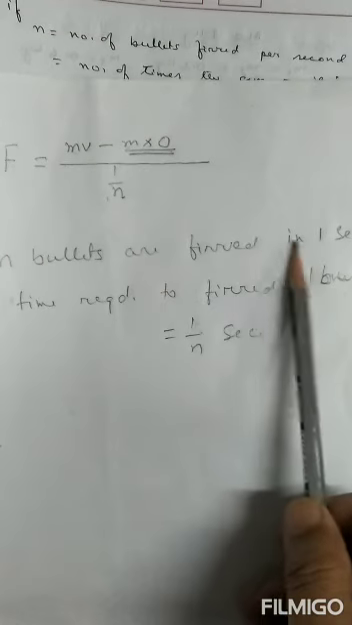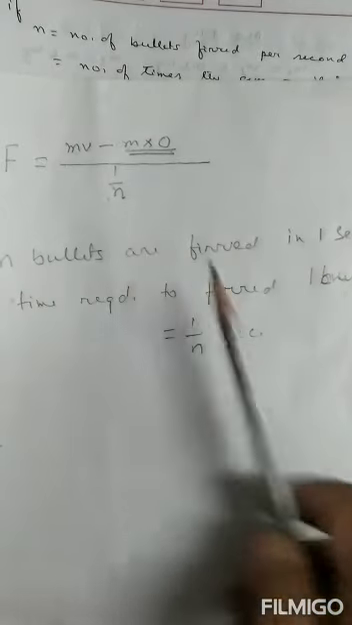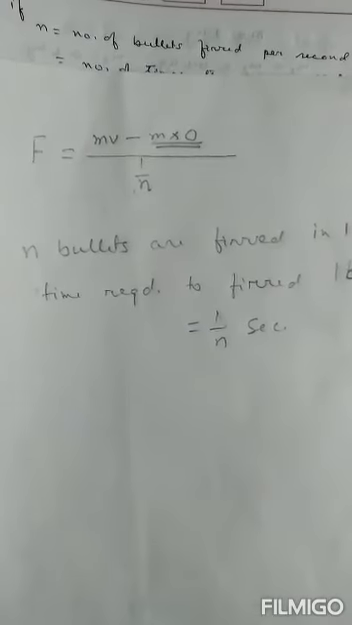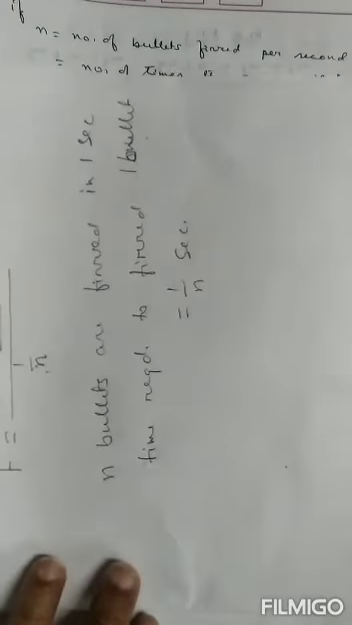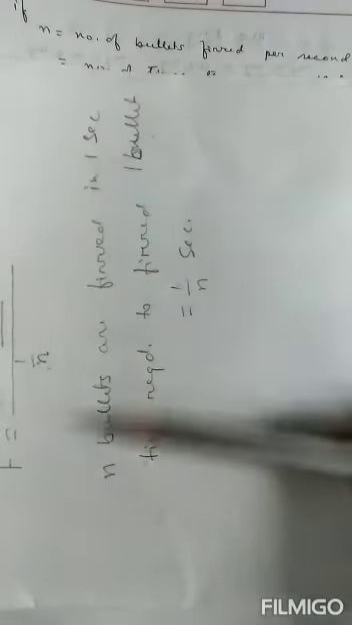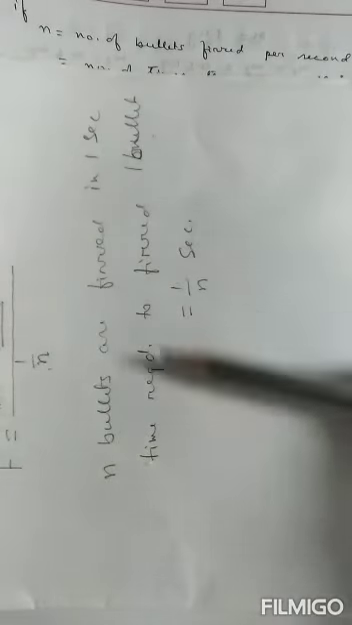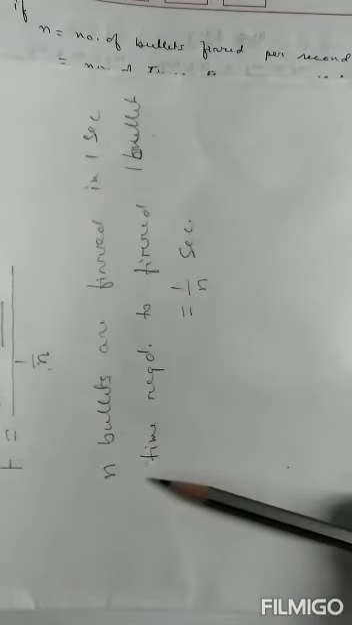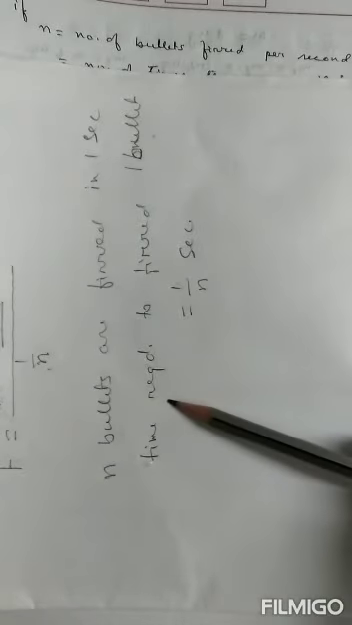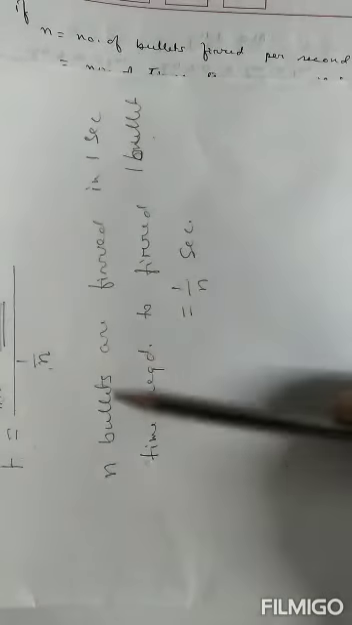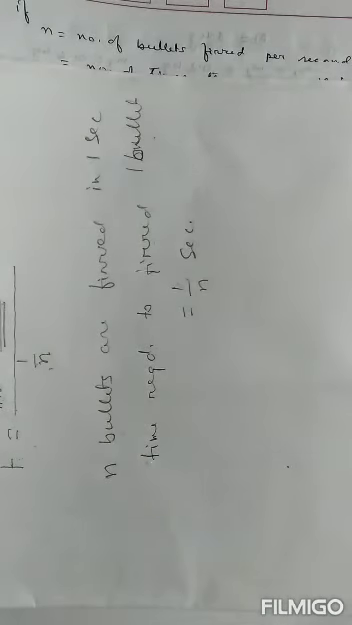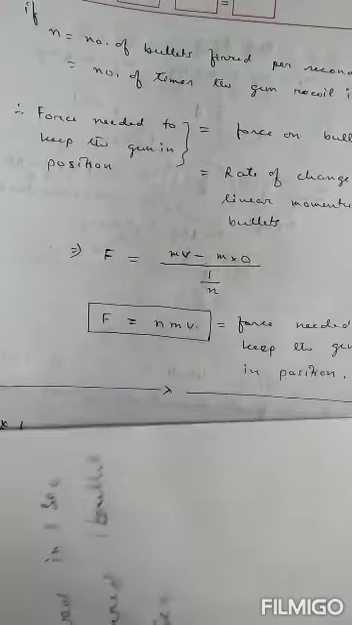Let n bullets be fired in 1 second. So what is the time required to fire one bullet? It is 1 by n second. Is it clear to you? In 1 second, n bullets are fired. So therefore the time for firing of one bullet is 1 by n second. Is it not?